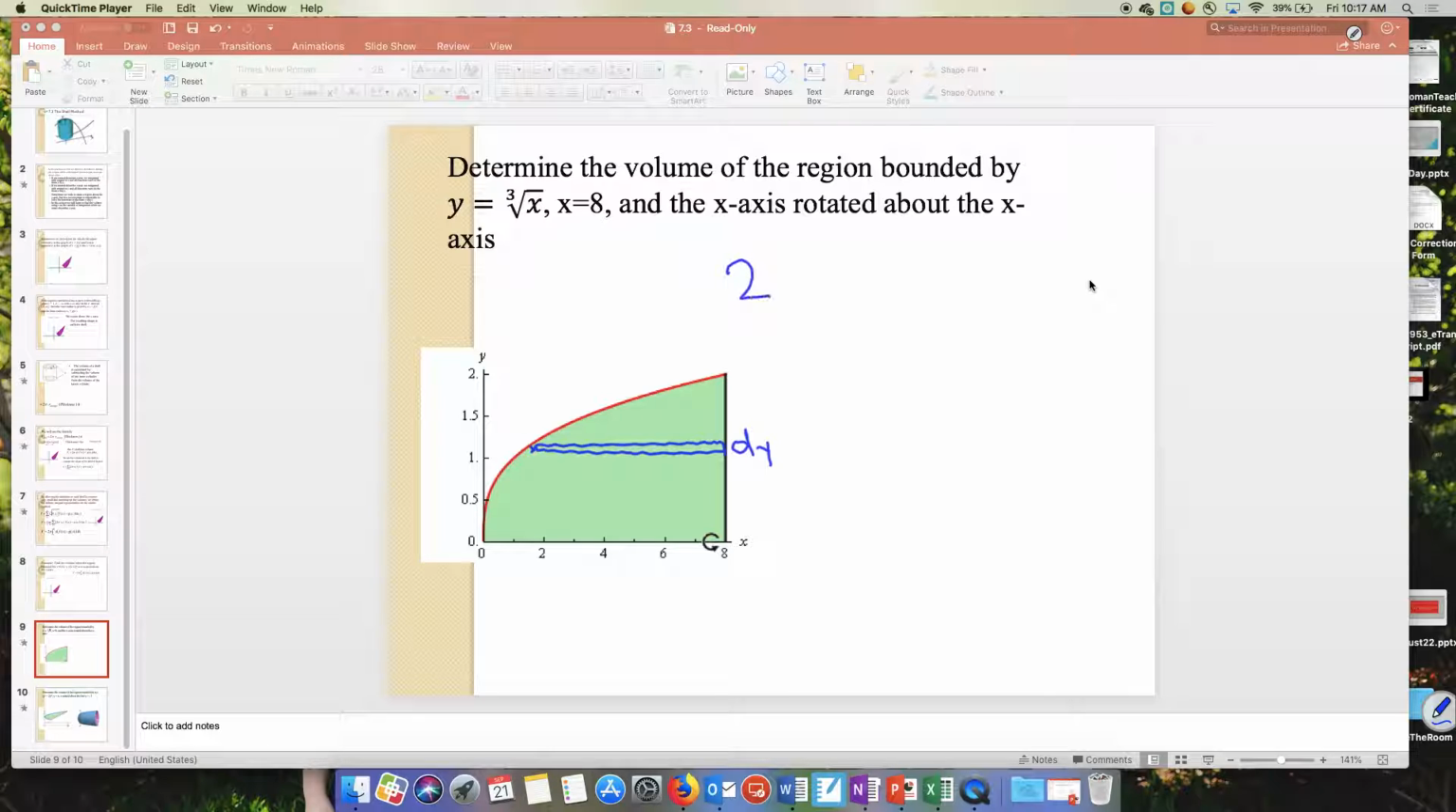So we would have 2 pi, our radius, distance from rectangle to axis, would be y. The height of our shells, right minus left, would be 8 minus y cubed dy. And then our limits of integration would be 0 to 2.